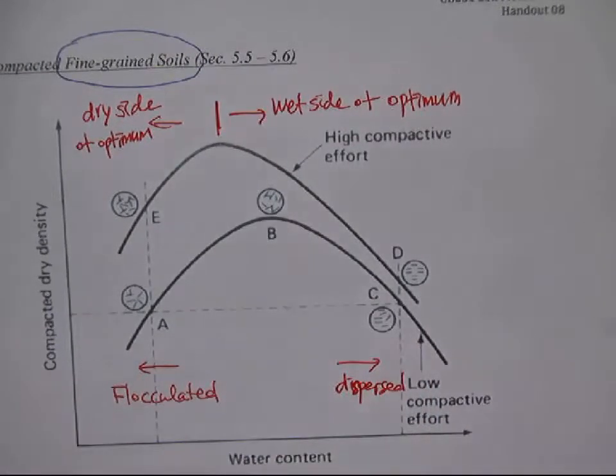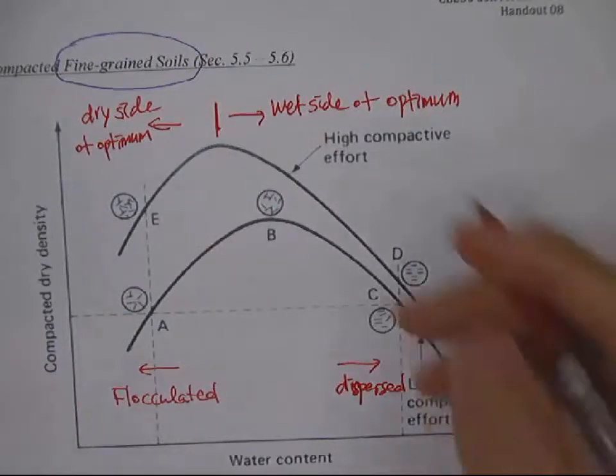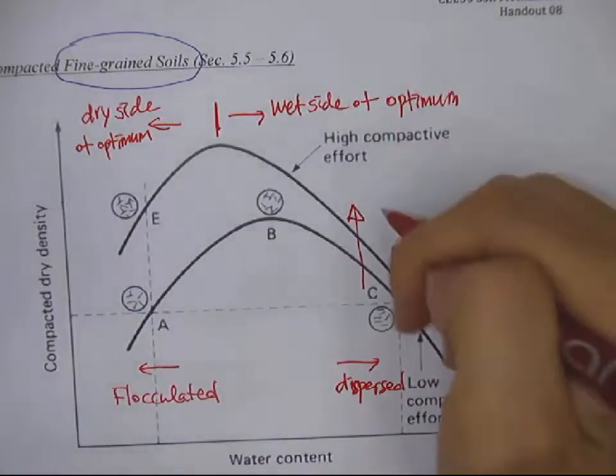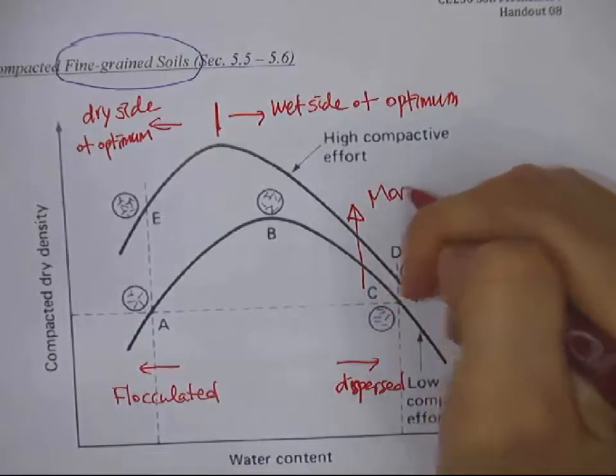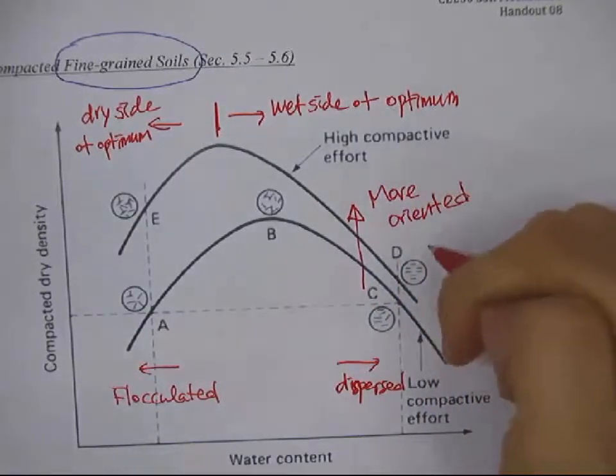And when you increase the compactive effort, what happens to the clay? They were dispersed like this. As you compact more with higher energy, they get more compressed. So the particle to particle distance will decrease, right? So as you increase the compactive effort, you get a more oriented structure.